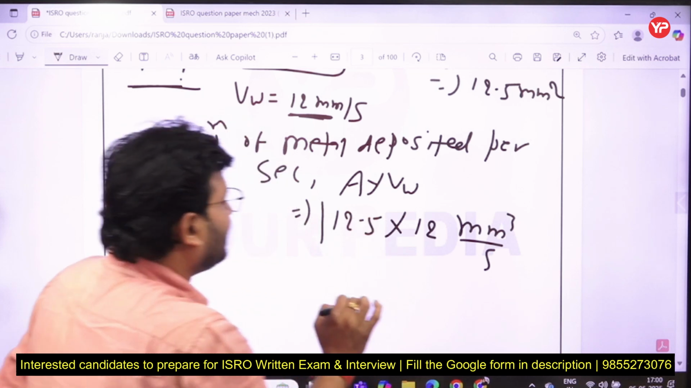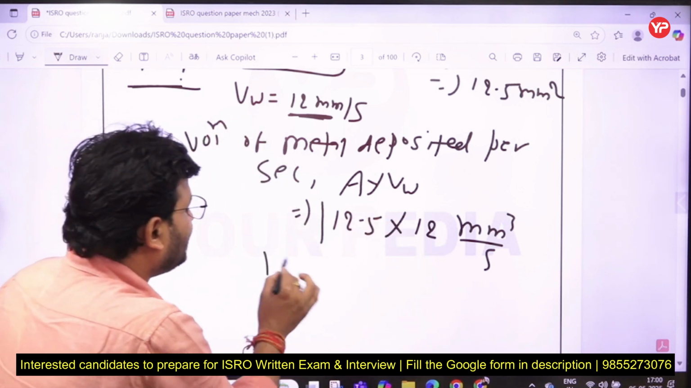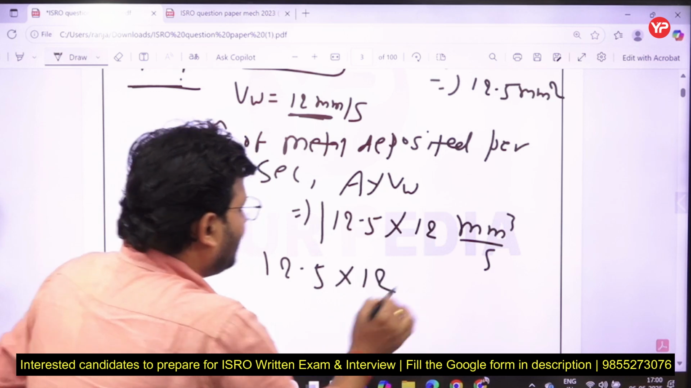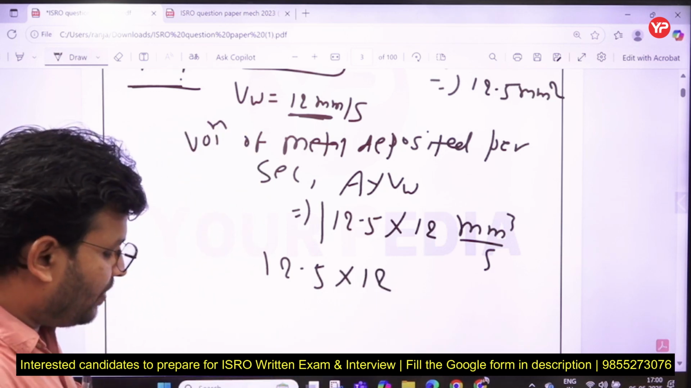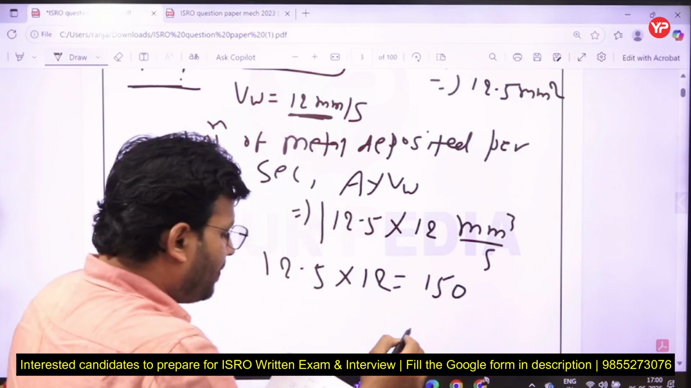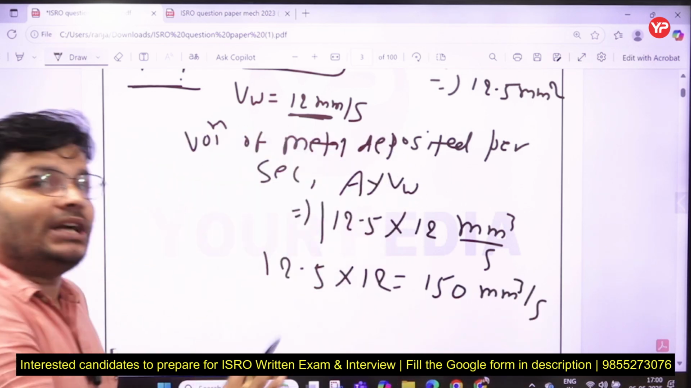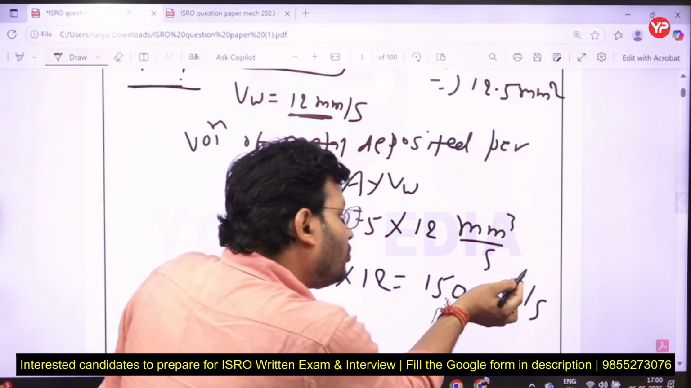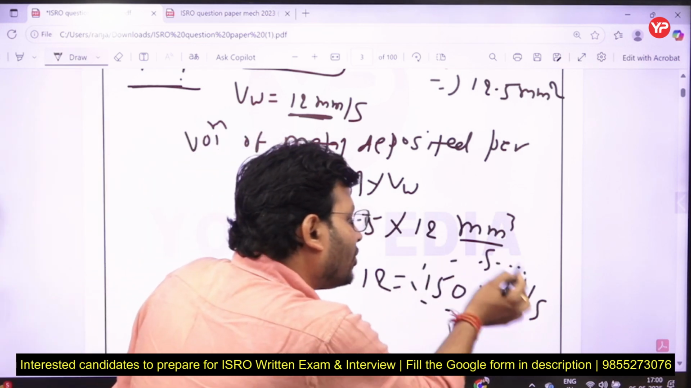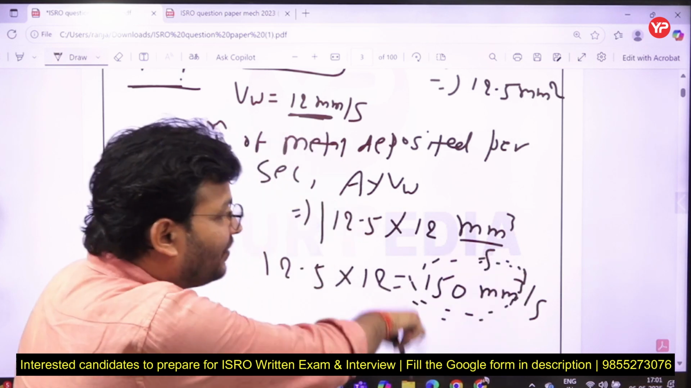Means in 1 second how much metal is going to be melted out. In 1 second we can say, sir, 12.5 into 12. By solving that, how much is it coming out to be, my dear friends? It is coming out to be 150 mm cube per second, right? That means in 1 second that much amount of metal is going to be melted out. That much amount of metal is required. How much? 150 mm cube.